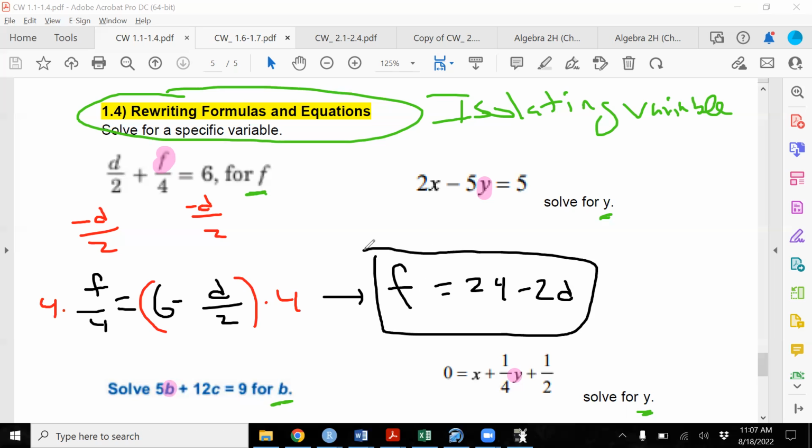Now, why do we care about this? Because we're going to have to solve a system of equations in chapter 3. We're going to have to isolate variables and substitute. We're going to have to be able to do that as a skill. And this is a skill that we need for future problems. So this is why we're doing it, because we're giving you guys all these building blocks for more advanced problems down the road. So that's 24 minus 2D.